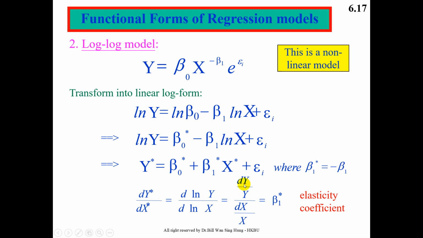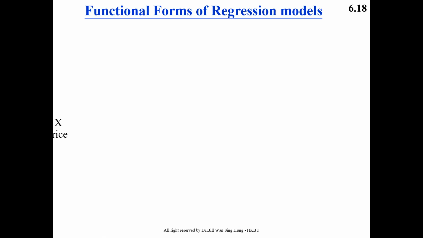This is not a slope. This is proportional change in y divided by proportional change in x, or you can also say percentage change in y divided by percentage change in x. You can multiply by 100 here, and you can multiply by 100 here, and they will cancel each other. So that is why we can say that these are percentages, or proportionate change in y divided by proportionate change in x.